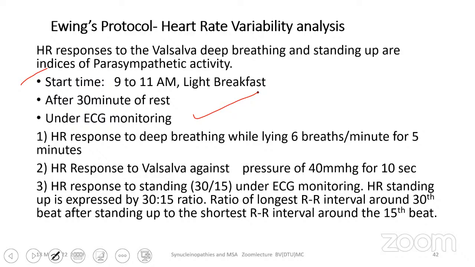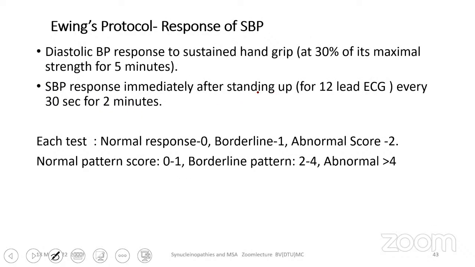Heart rate response to standing is done under ECG monitoring also. It is expressed by the 30:15 ratio. The ratio of the longest RR interval around the 30th beat after standing up to the shortest RR interval around the 15th beat. So these three responses, which we are going to discuss again, are for Ewing's protocol, which has to be done, and diastolic blood pressure response to sustained hand grip at 30% of its maximal strength for 5 minutes.